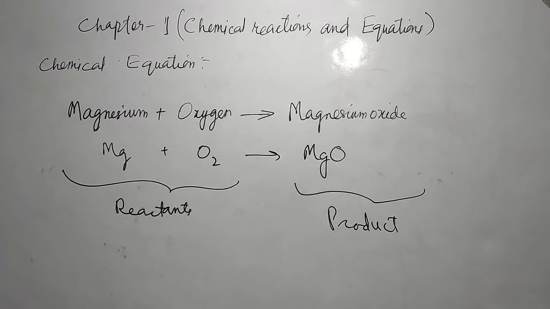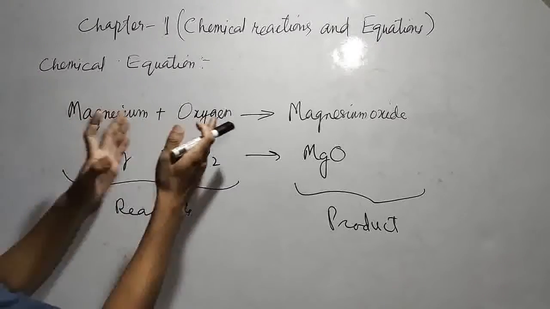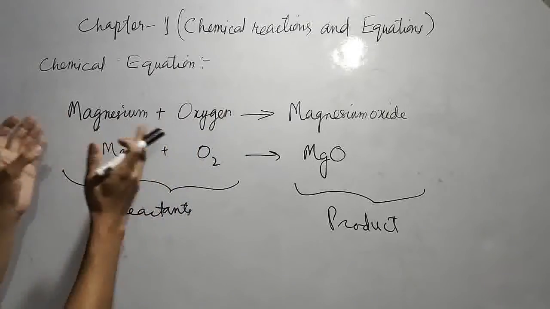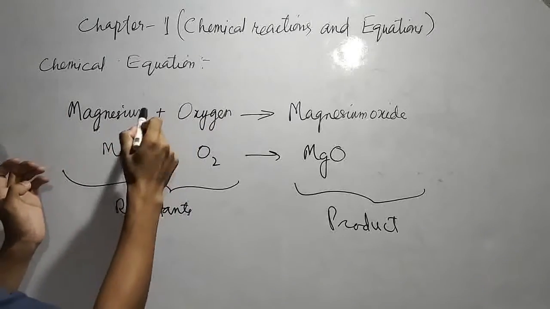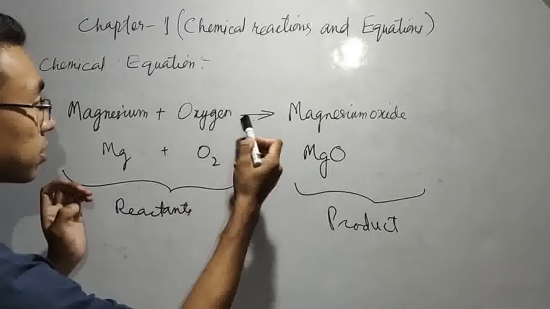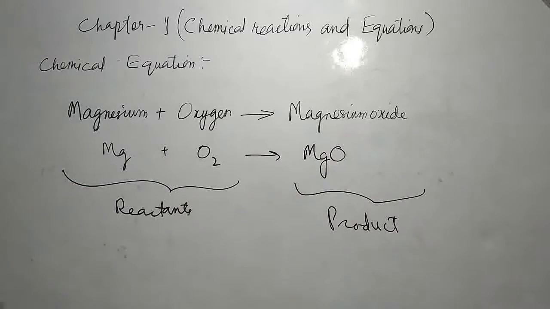The next topic is the chemical equation. A chemical equation basically means writing in short form any chemical reaction taking place. In this video you can see the example of magnesium and oxygen reacting with each other to give magnesium oxide. So magnesium and oxygen on the left side react with each other, shown with the plus symbol, then an arrow sign, and magnesium oxide.